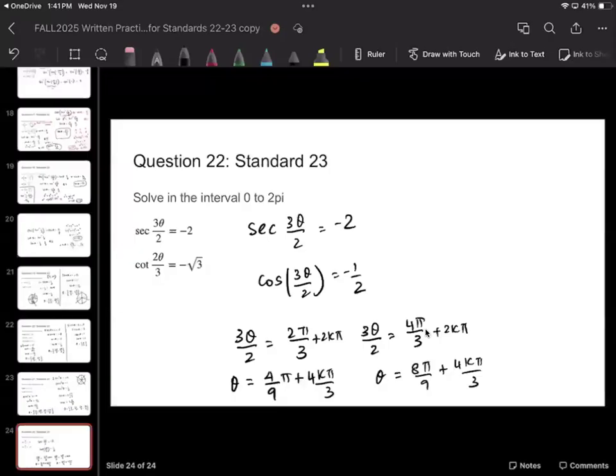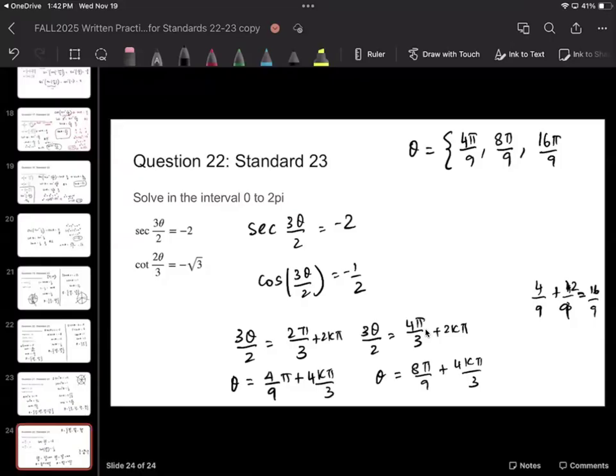Okay, so then we are going to give k values. When k is 0, you will have 4 pi over 9, 8 pi over 9. When k is positive 1, you will end up with 4 ninths plus 4/3, right? 4/3 is the same as 12 ninths. So this is 16 over 9. That is still within 2 pi. Okay, so 16 pi over 9 works.